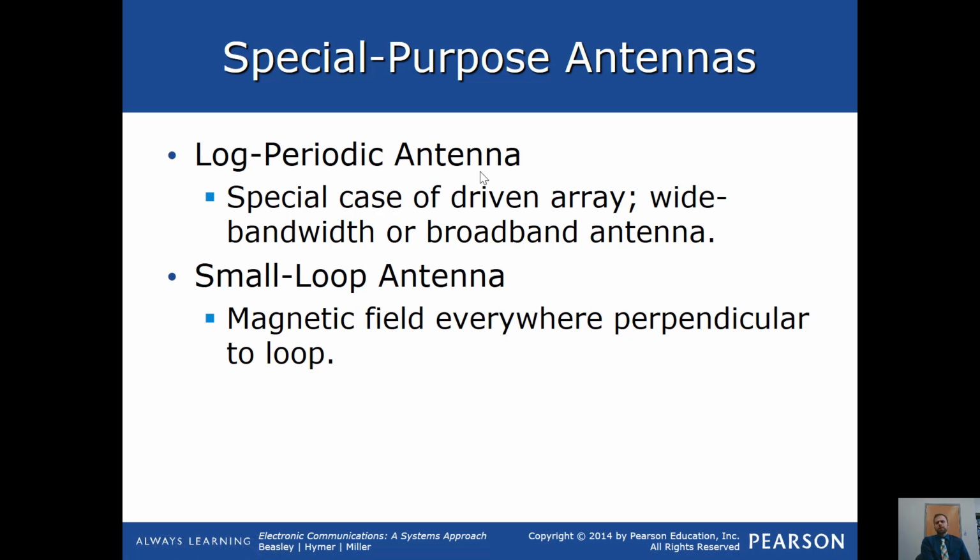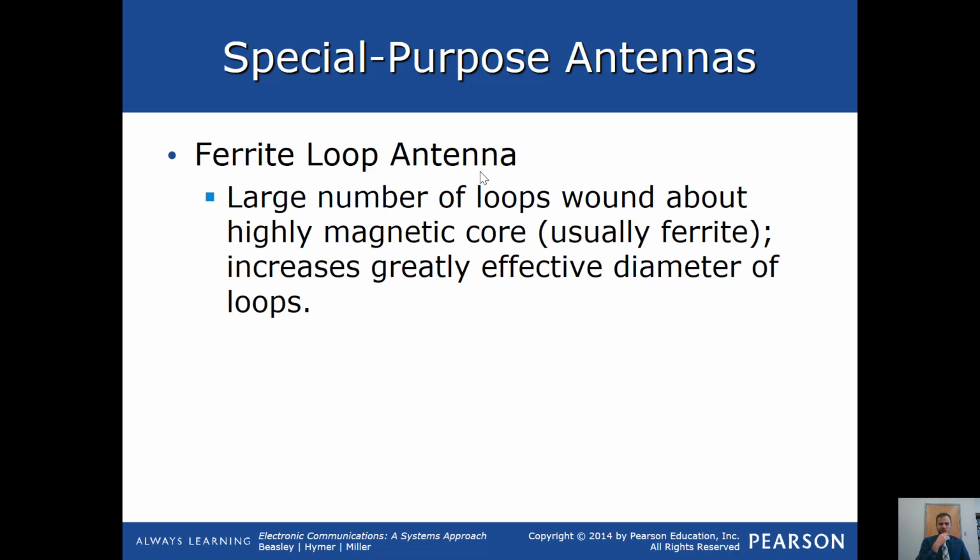So let's talk a little bit about some special purpose antennas. We have a log periodic antenna, which is a special case of a driven array, and it has a wide bandwidth, or is a broadband antenna. Then you have a small loop antenna, in which you have a magnetic field everywhere perpendicular to the loop. There's also a ferrite loop antenna, where you have large numbers of loops wound about highly magnetic cores, usually a ferrite, iron-based core, and it greatly increases the effective diameter of the loops.